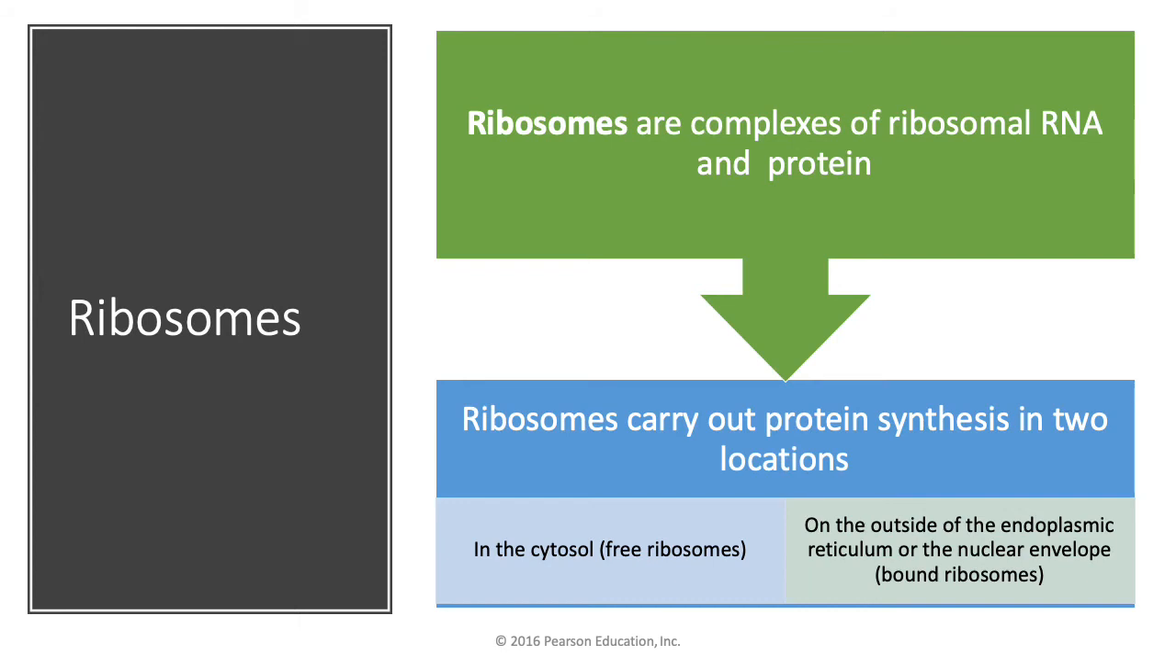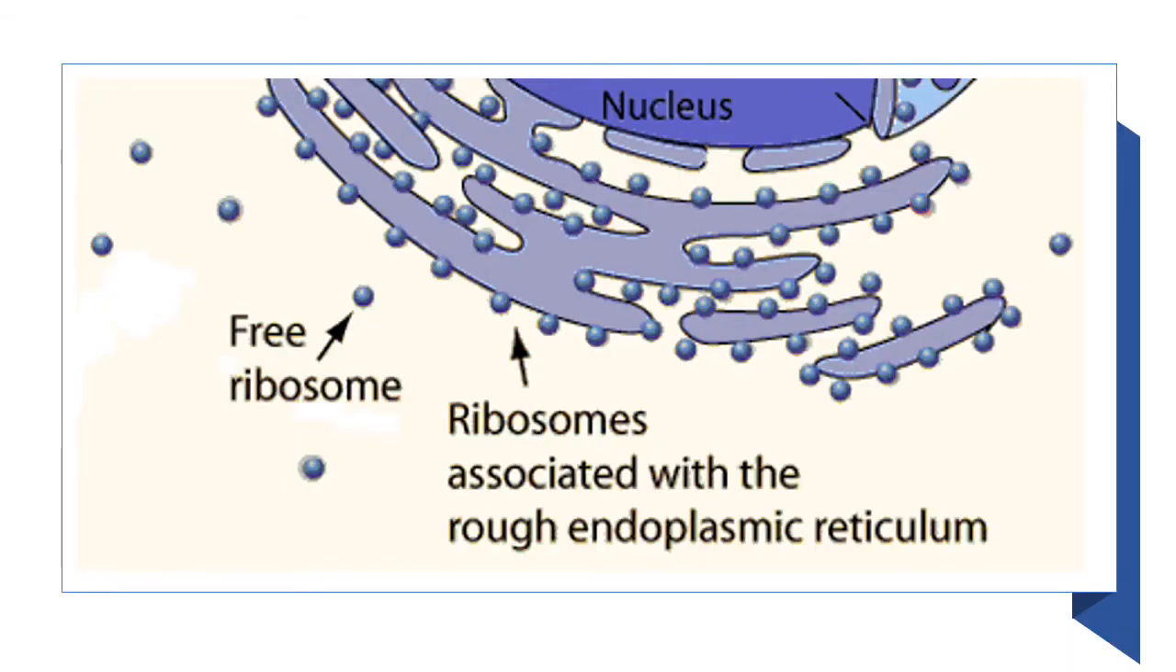And ribosomes are found in two general places. They're either found attached to a membrane or not attached to a membrane. Some ribosomes are attached to an organelle that we're going to talk about in a second called the endoplasmic reticulum, or they can be attached to the membrane on the outside of the nucleus, the nuclear envelope. And then other ribosomes are freely floating around in the cytoplasm.